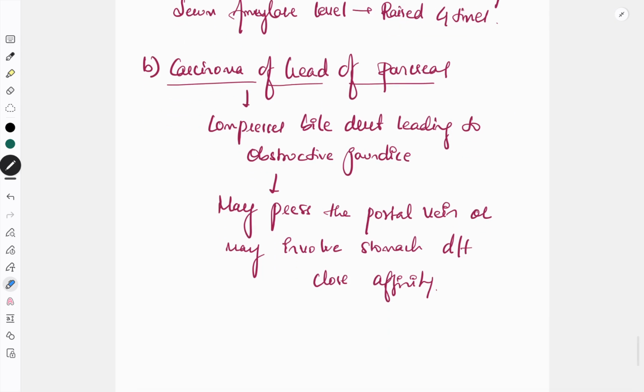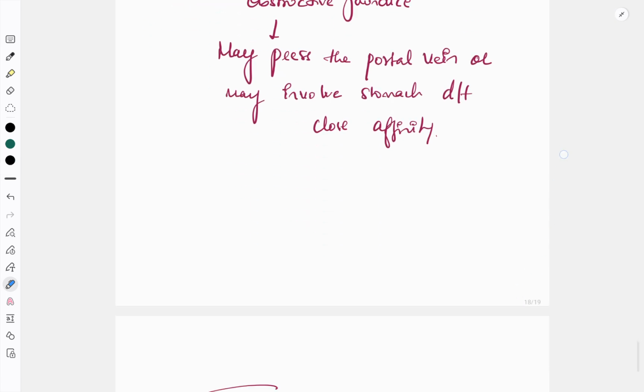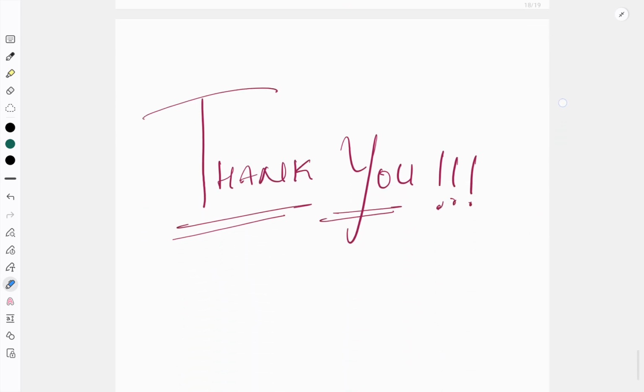So the next applied aspect is carcinoma of the head of the pancreas. What happens in this is that it compresses the bile duct, leading to obstructive jaundice. Because of compression of the bile duct, it will lead to jaundice. That is nothing but obstructive jaundice. It may press the portal vein or may involve the stomach due to close affinity. So this can also happen. So with this I have completed the entire pancreas.